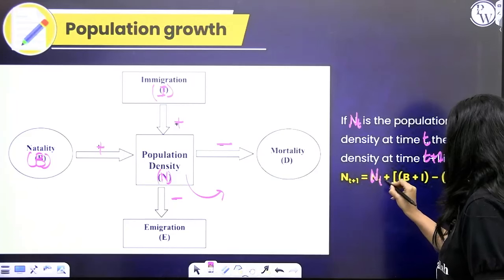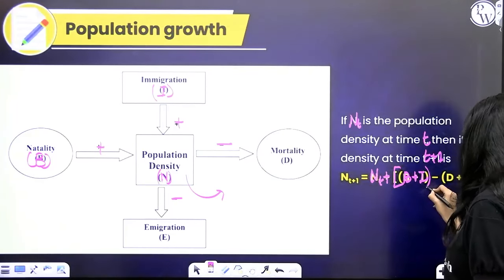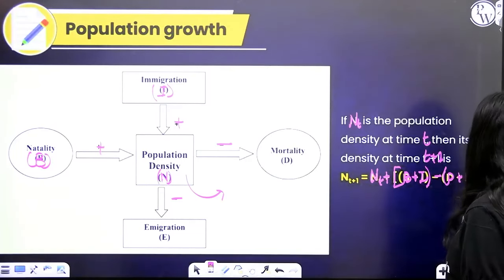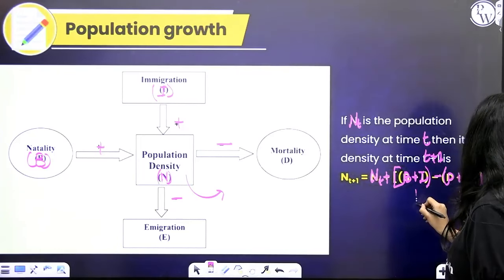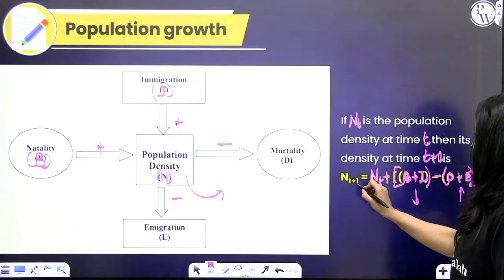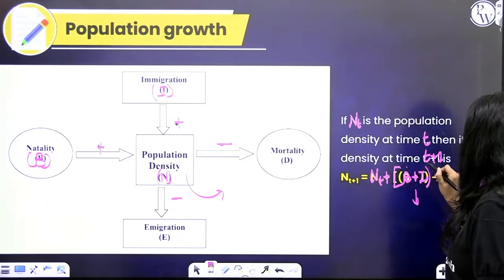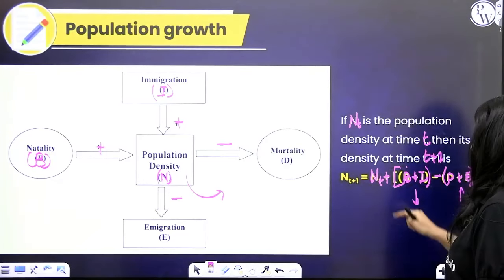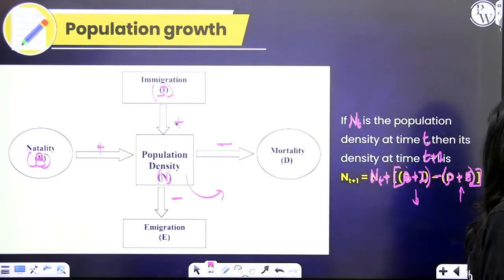Nt plus B plus I, birth plus immigration, minus D plus E, death plus emigration. If there are more deaths compared to births and immigration, the population density is going to decrease. If the birth and immigration sum is greater than the death and emigration sum, then the population density is going to increase. It all depends on these four basic processes.